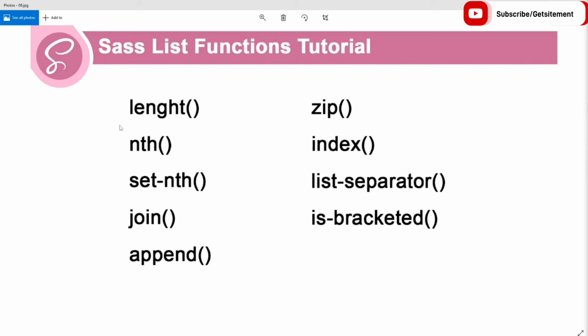Our first function is the length function. Then comes the nth function. Next, the set-nth function, join function, append function, zip function, index function, list-separator function, and our last function is the is-bracketed function. So we have a total of 9 list functions in Sass. And I'm going to cover all of these in this tutorial. So without wasting your time, let's start the practical and see how it works.